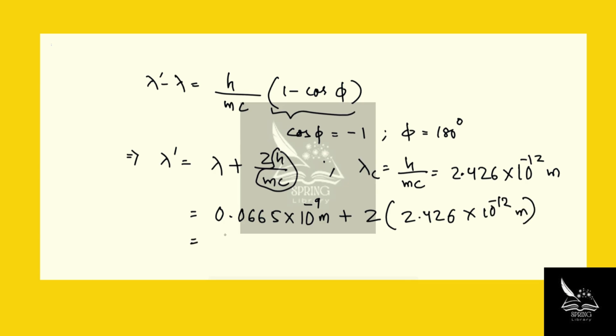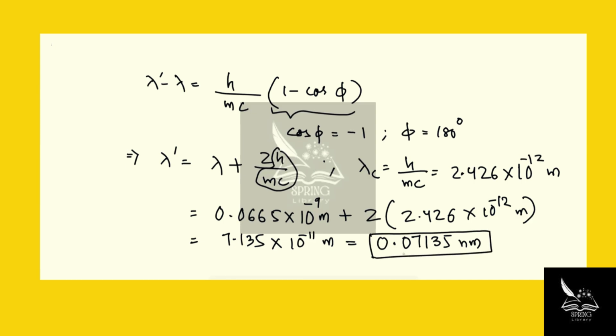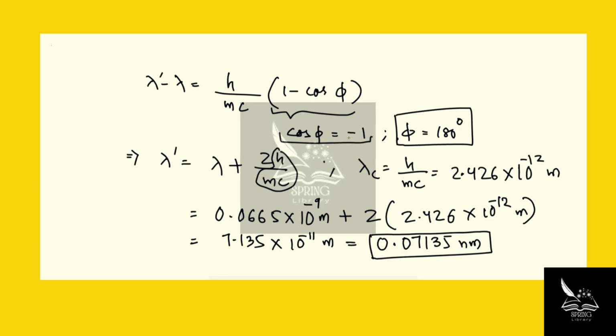and this gives lambda dash to be 7.135 times 10 to the power minus 11 meter, and this is equal to 0.07135 nanometer. So this is the highest value of the scattered wavelength, and this wavelength occurs at a scattering angle of 180 degrees, as we took cos phi to have a minimum value, so that means that phi has to be 180 degrees.